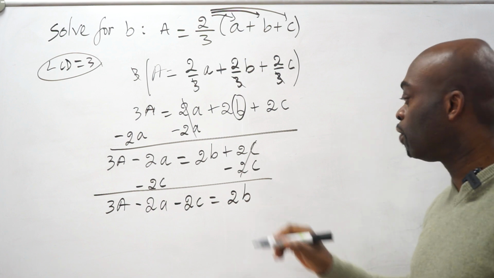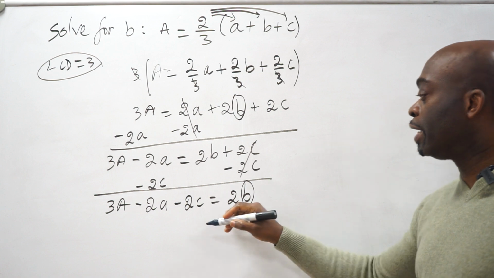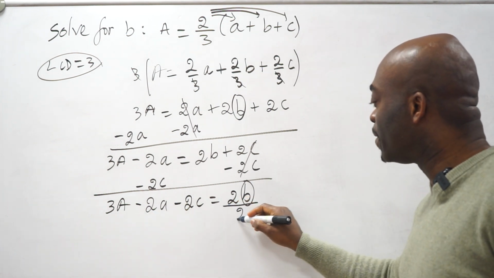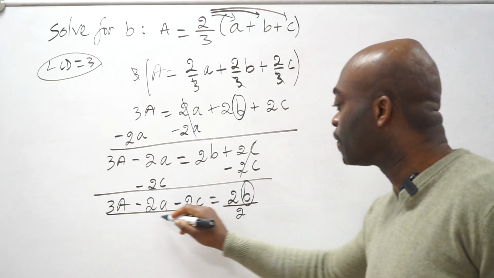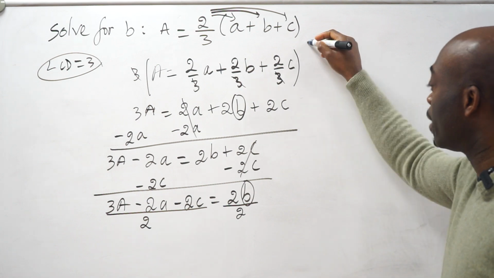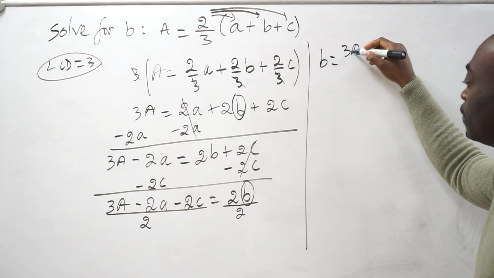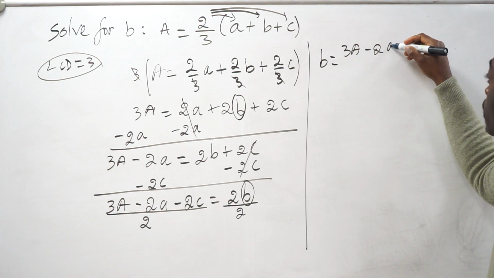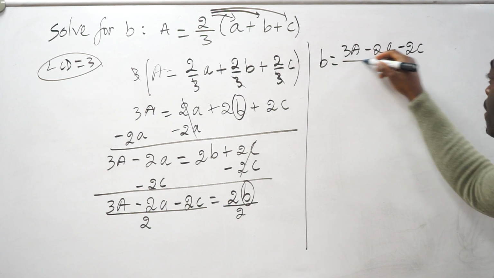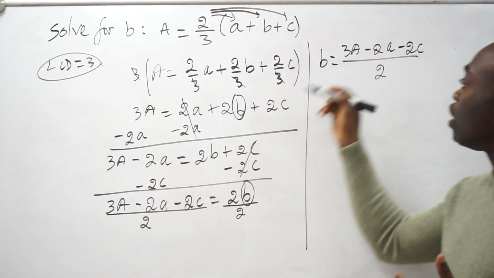Remember, what are we solving for? B, not 2b. That means we have to get rid of 2. And to get rid of 2, that means we're dividing everybody by 2. So to do that, this is divided by 2, and the whole left side also divided by 2. So you end up with what? You end up with b equals 3A minus 2 lowercase a minus 2 lowercase c, all over 2.